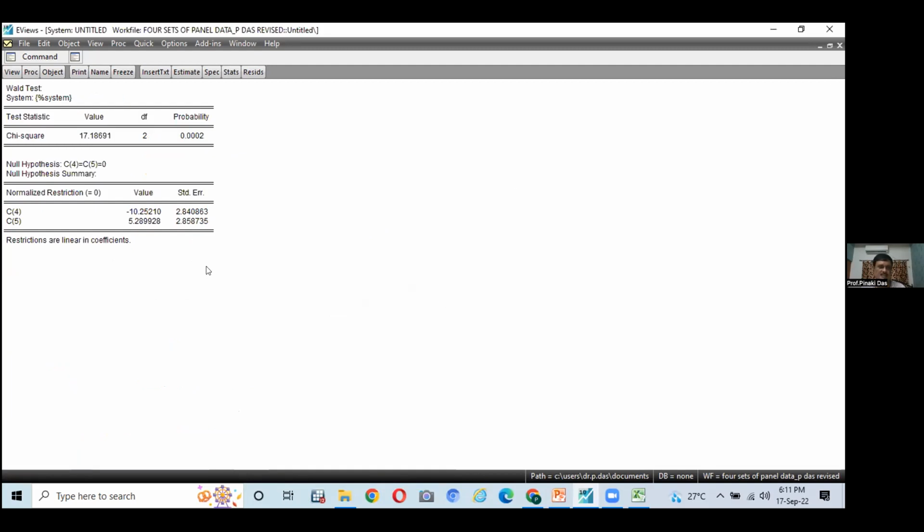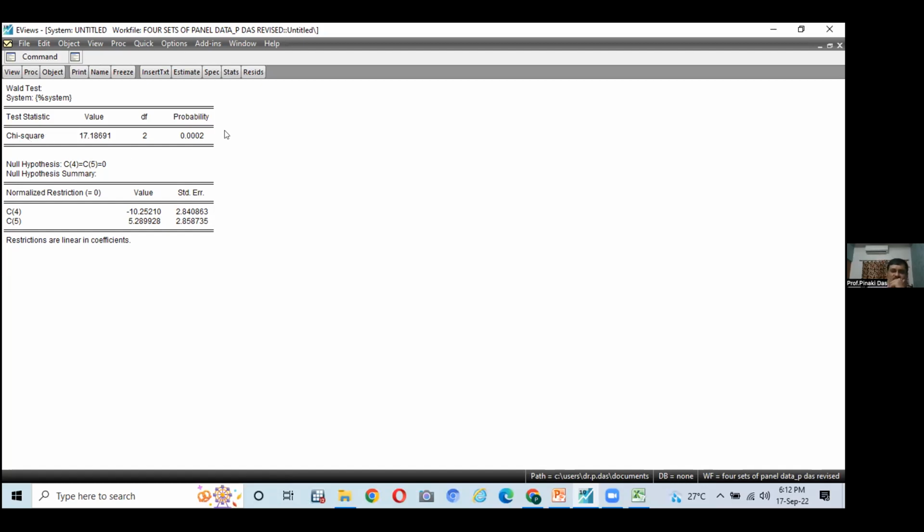This is the result of the Wald test. It is the chi-square type of test. It is the estimated value of the chi-square, and this is the probability of this Wald test. Probability is 0.002. Here the null hypothesis is C4 equal to C5 equal to 0. That means the null hypothesis is that all these coefficients are equal to 0. And here the chi-square test is statistically significant.